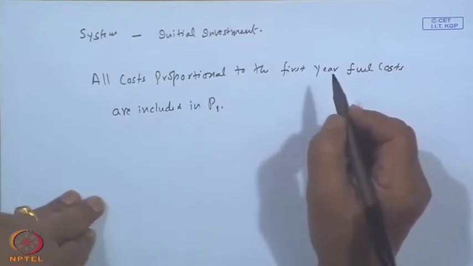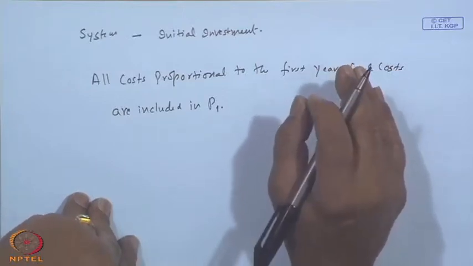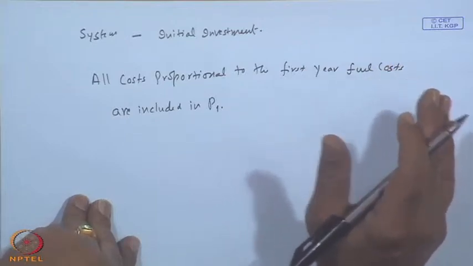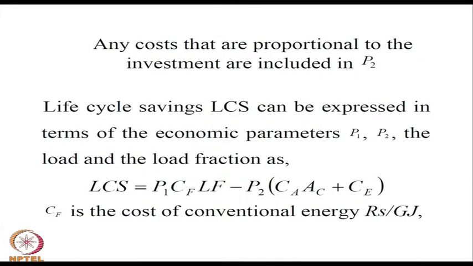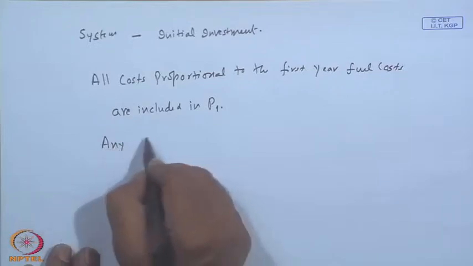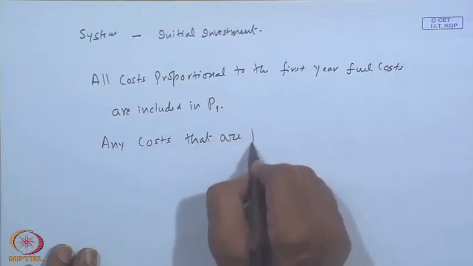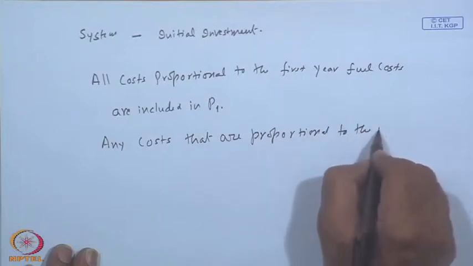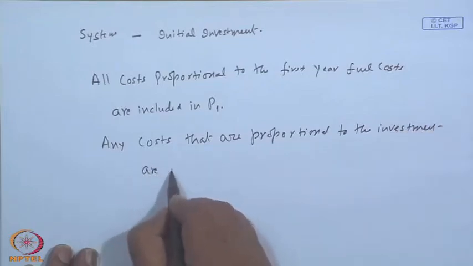This is just to make you appreciate, before you go for a formula to calculate the P1 and P2, basically P1 is going to indicate how much you are going to save. Okay? So, all that should be proportional to the first year fuel costs according to the economic scenario. Then, any costs that are proportional to the investment are included in P2.